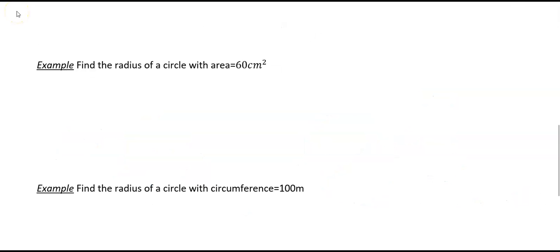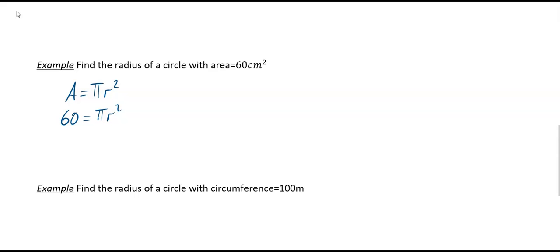Right, we've got two good examples now. The first one says find the radius of a circle with an area of 60 centimeters squared. The area formula is area is equal to pi r squared. Then what we're going to do is fill in what we know. The only thing you know is the area is 60. So 60 is equal to pi r squared.